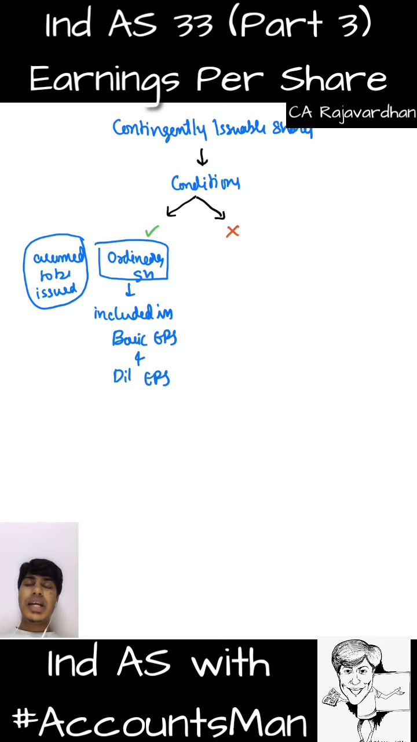Do you get my point? Now assume the condition was 100 crores profit. 100 crores profit is crossed. The company has not yet issued shares. It is not potential equity shares. The company is under the obligation to issue. So we'll assume the shares have been issued and you compute your EPS, and basic EPS will include those shares. You get that? Those shares are assumed to be issued. You get what I'm trying to tell?